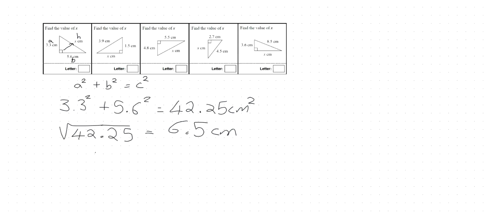Before I move on to the next question, I'm going to double check something. Hold on, I need to cough. Done. Right. The hypotenuse should always be the longest length. So 6.5.